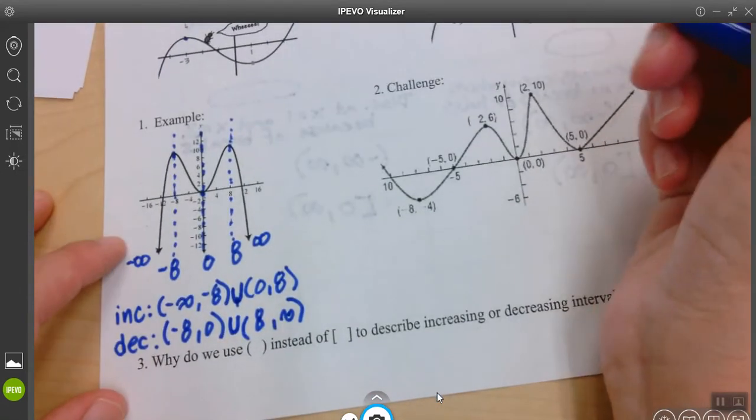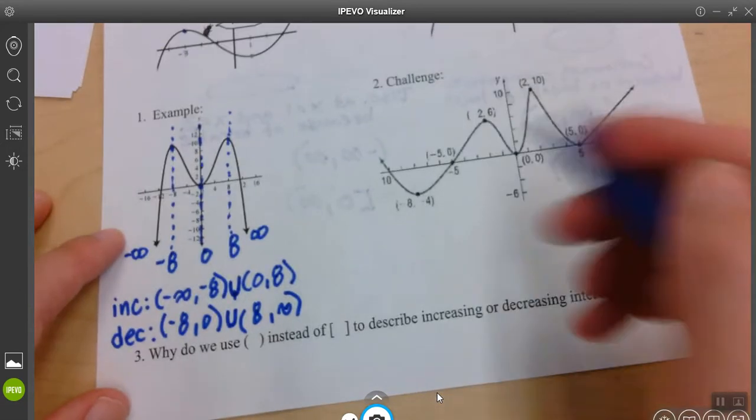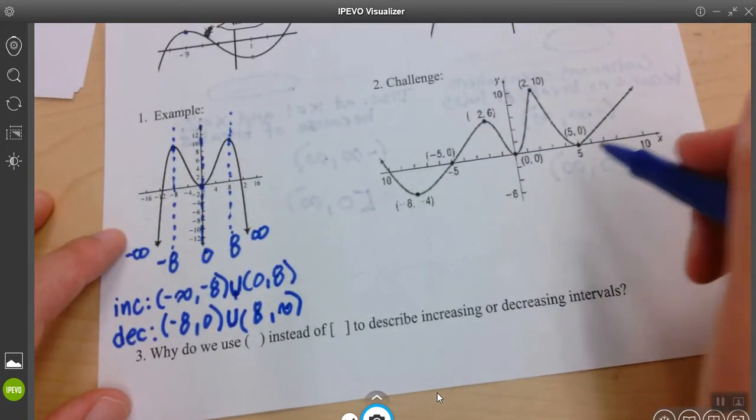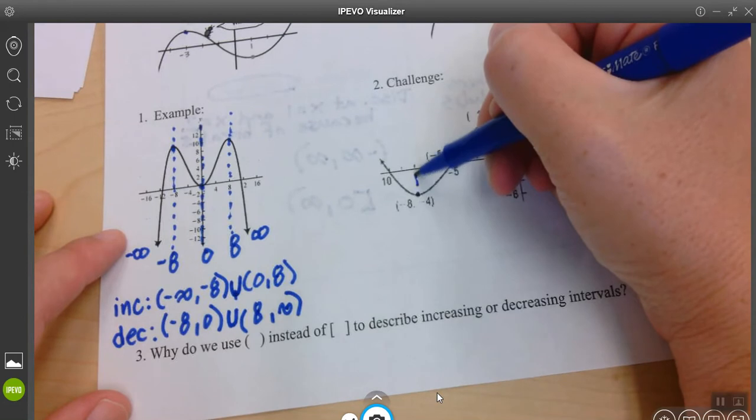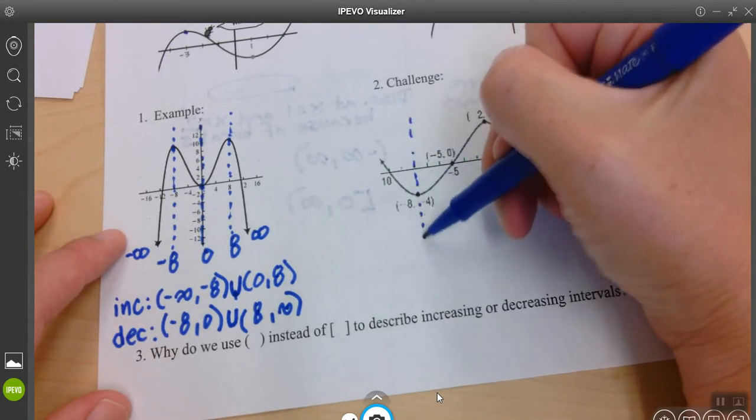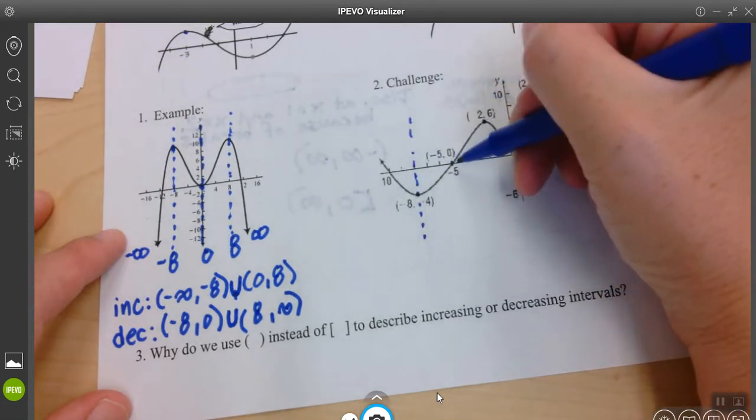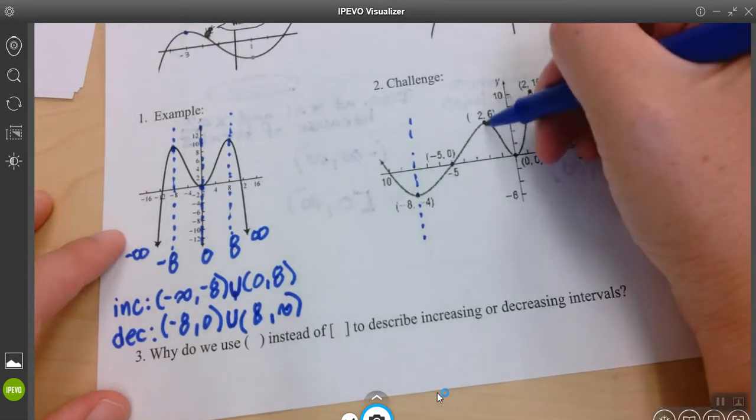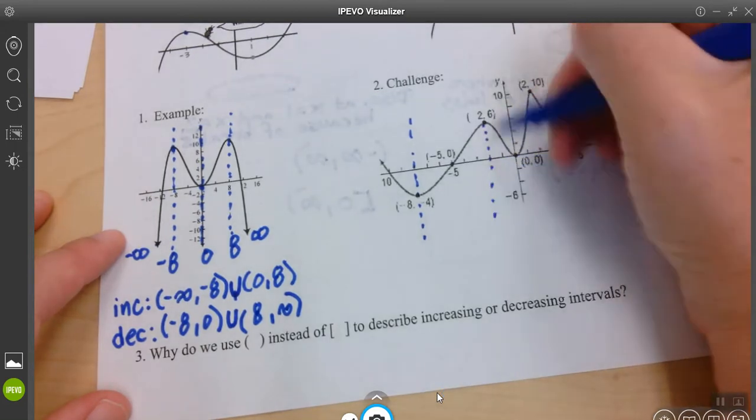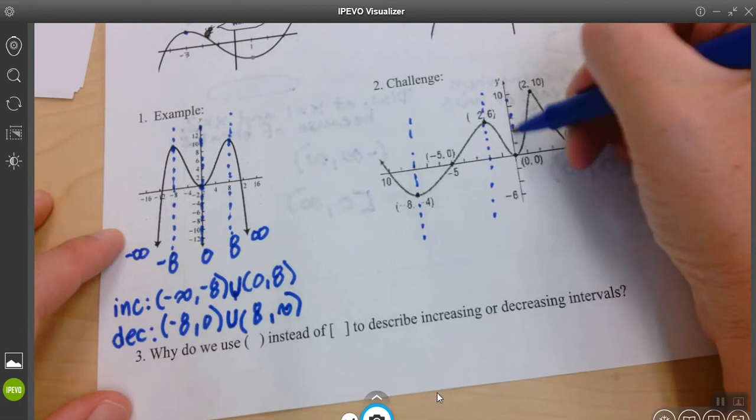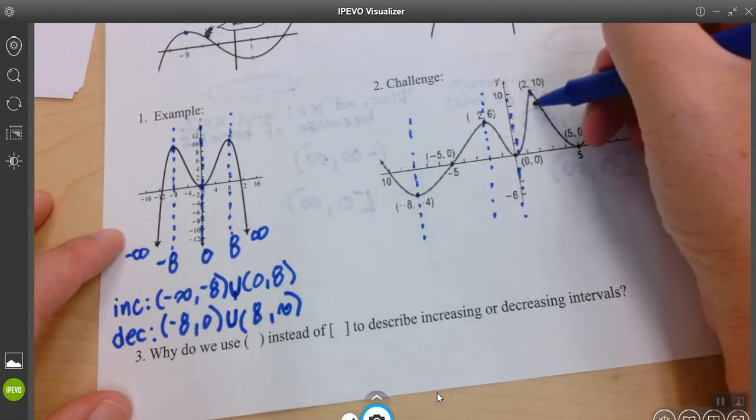So what I want you to do is pause the video and try to do the increasing and decreasing intervals for this graph. You can start by connecting each turning point to the x-axis. Notice this one, even though they've marked it, it's not a turning point. Here is a turning point. So connect each one to the x-axis and give that a try. Pause your video.